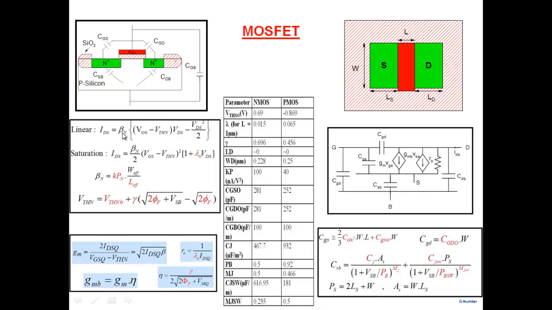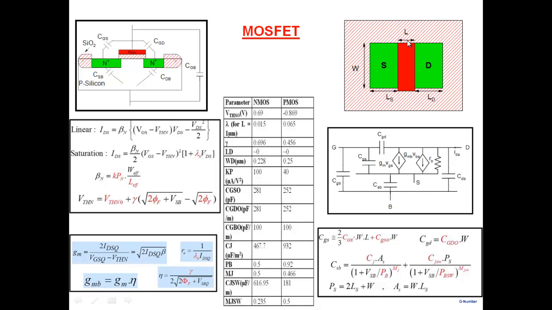The other parameter is beta N and beta P, depending on NMOS or PMOS. That depends on Kp, the transconductance parameter, multiplied by W by L. Kp again will be given to you. W and L normally you have to determine as part of the problem. It either is given in the problem or you determine it. I've written here W effective and L effective.